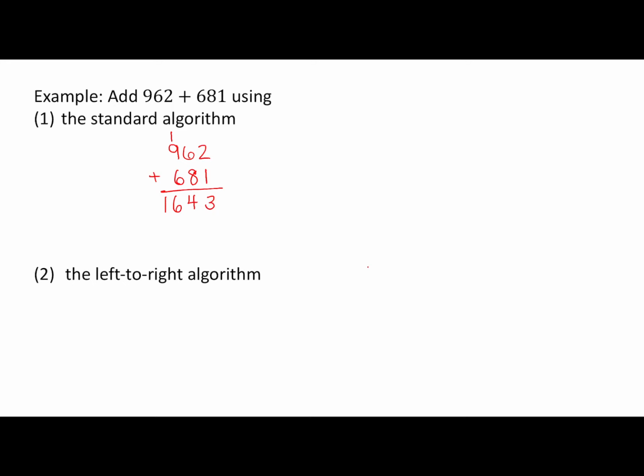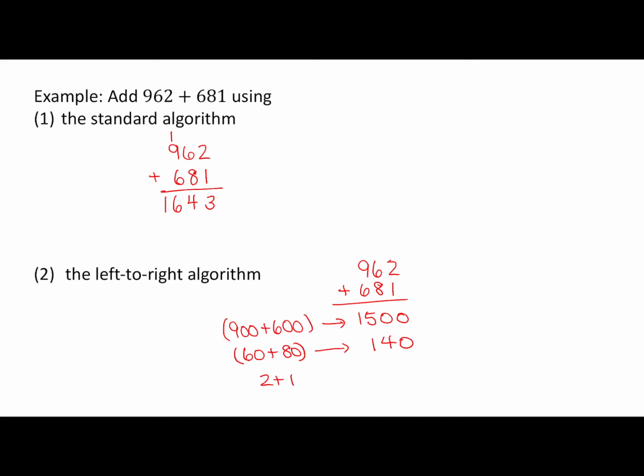If I use the left to right algorithm, I'm going to start on the left. So I'm going to start by adding my hundreds. 900 plus 600. That's going to give me 1,500. Then I'm going to add my tens. So 60 plus 80 is 140, and then 2 plus 1 is 3, so I have 1,643.